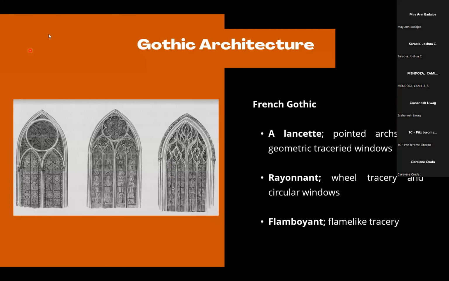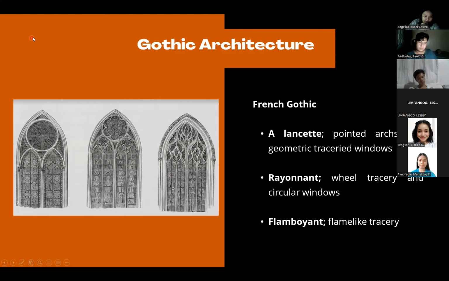Ito yung French Gothic natin, the one that I'm telling you about. Ganito lang siya kasimple. You just have to remember, you have 3 types of your French window. You have your Allen set, your rayonnant, and then your flamboyant style. So, anong difference nila? 3 stages din siya like your English Gothic. Nag-evolve din yung itsura ng French window natin.